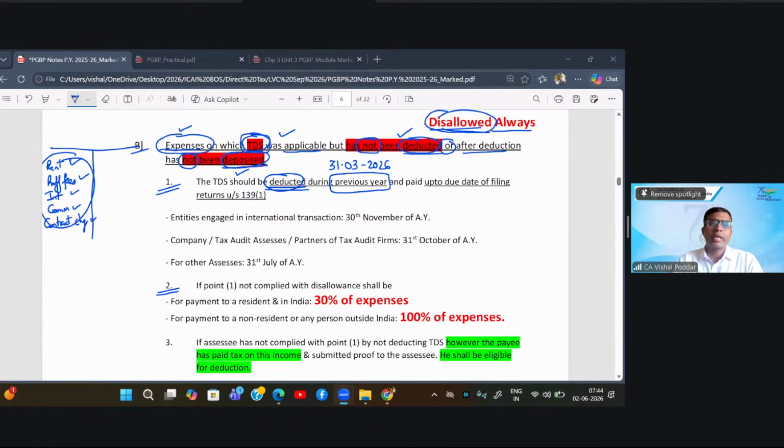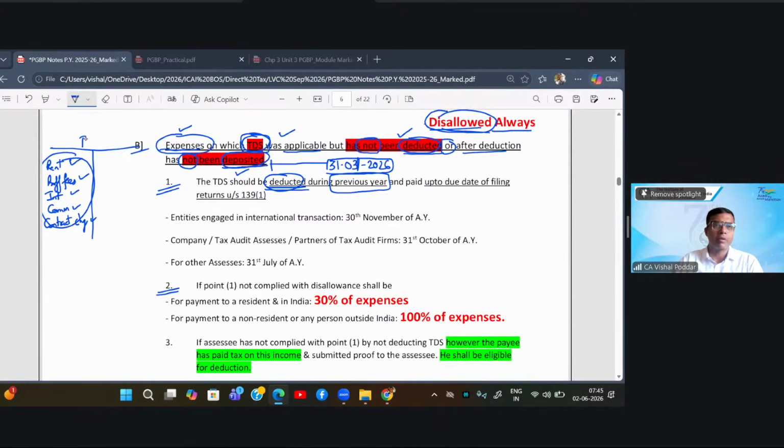There is some timeline given in the TDS chapter, but PGBP says, I'm not concerned with that timeline. I am giving you the whole year as the timeline. So during this whole year, whatever payments you have made, you should deduct the TDS. And the last date which I'm giving you for deducting the TDS is the last day of the financial year, which is 31st of March 26. So you should have deducted the TDS anytime during the previous year. This is what the provision says.